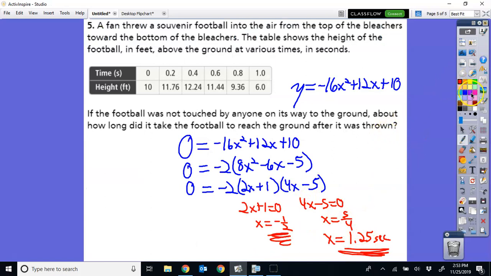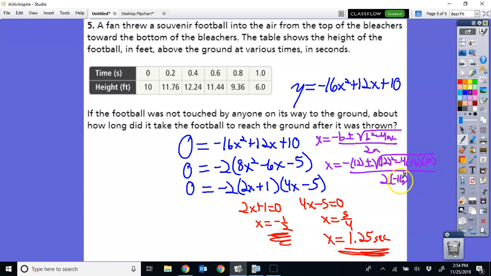But you could have also done good old x equals negative b plus or minus the square root of b squared minus 4ac, all over 2a. And use that formula to plug in your b, 12, your a, negative 16, your c, 10, and do all the simplifying here, and you still end up with 1.25 by the time you get to the end. So this will be negative 16 for a, and then over here 10 for c, all divided by 2 times negative 16. Simplify this, and you'd still get the same 2 answers at the bottom.